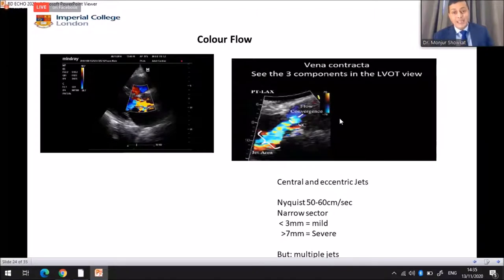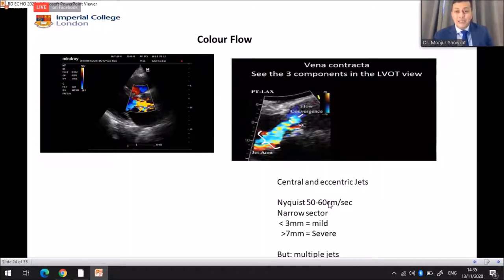The way we assess vena contracta, we need to look down the flow convergence. The vena contracta is the narrowest portion of that flow coming back to the left ventricle through the aortic valve. And you need to look at that jet area. So this is actually quite important.